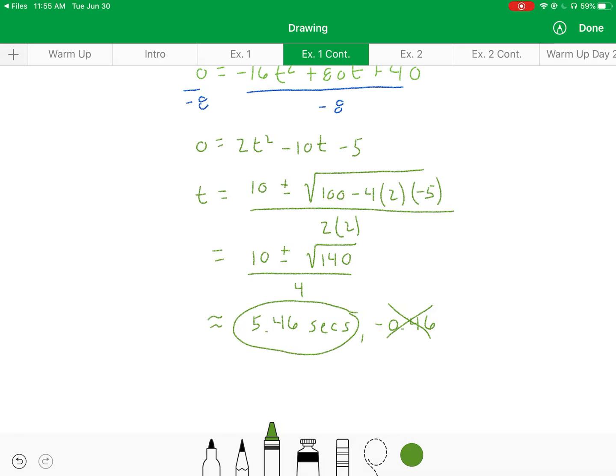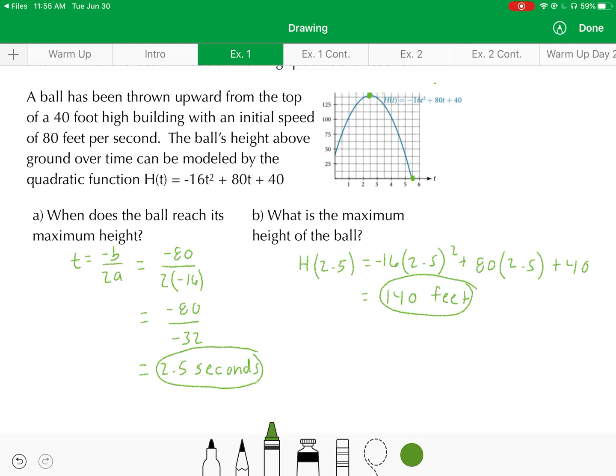Understand why you got a second value of negative 0.46. If you go back and you look at the graph, in a non-application scenario, this parabola would extend over into the second quadrant, and it would eventually hit the t-axis right there. It just doesn't apply to this particular situation. We're only in quadrant 1 if it's an application setting.